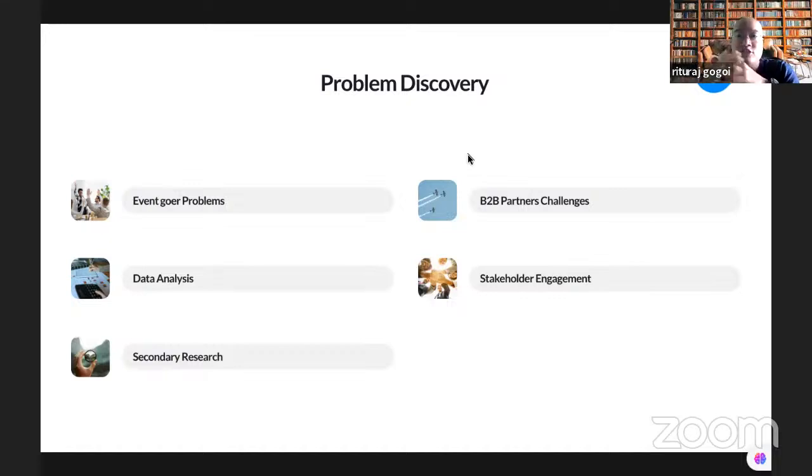So for research specifically, we used Google, of course, and also Gen AI tools like ChatGPT helped us do a lot of secondary research on the event space. Okay.